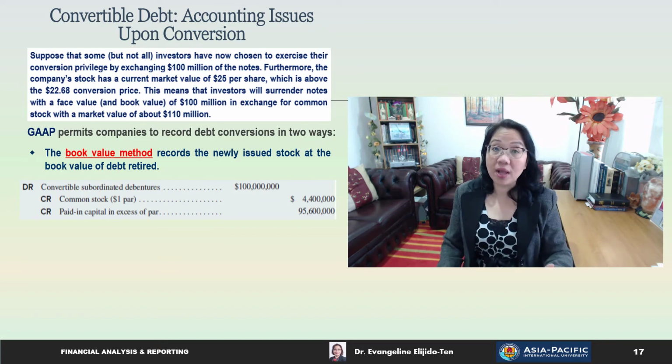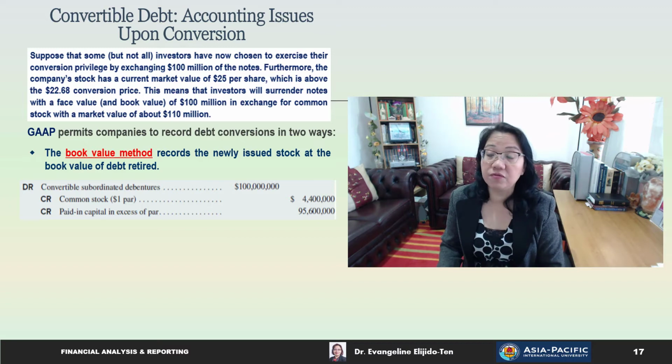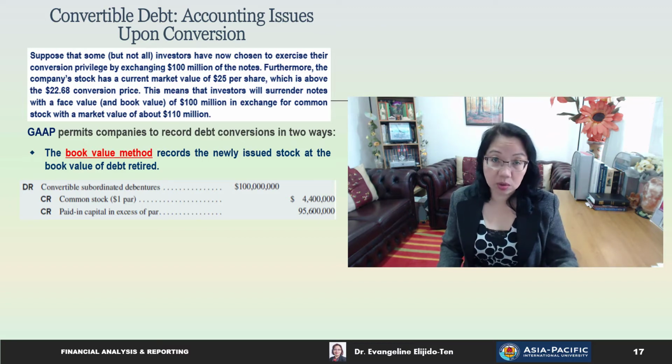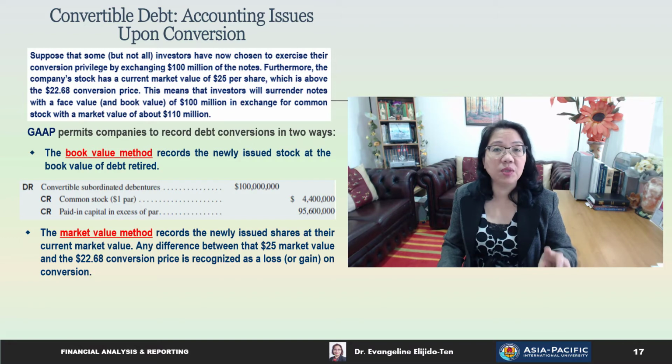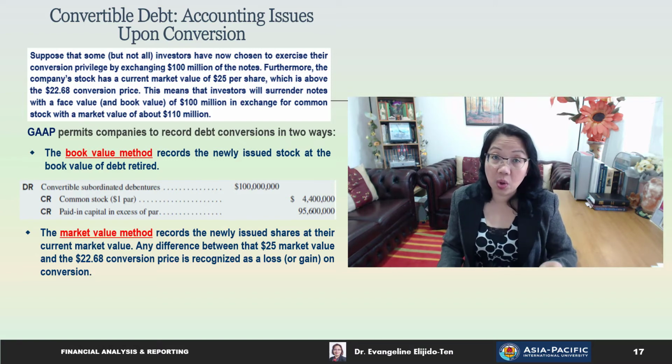All right, at $1 par value, we'll credit common stock for $4,400,000 and will also credit paid in capital in excess of par for the difference. So that's $95.6 million. If we use the market value method, we'll record the newly issued shares at their current market value. Any difference between the $25 market value and the $22.68 conversion price is recorded as a loss or gain on conversion.